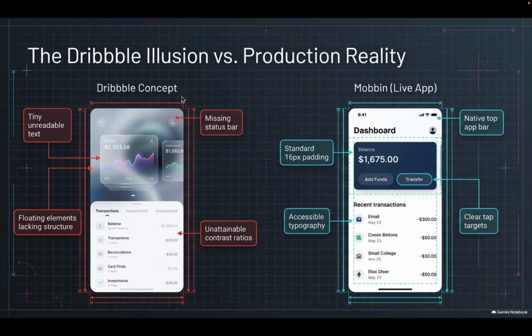I hope that's clear. Alright, so you can see we have Dribbble illusion versus production reality. This is an actual app from Mobbin and this is Dribbble concepts. I'm not saying Dribbble is bad. It's good to brush up your UI skill and give you good eyes for design, right? But don't spend your whole time on Dribbble because you just end up designing screens that will never be functional.